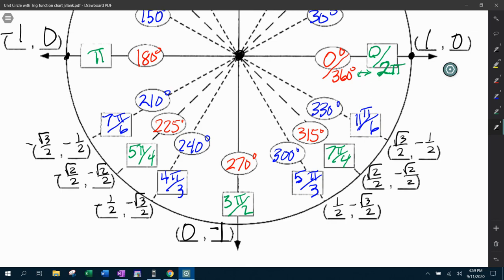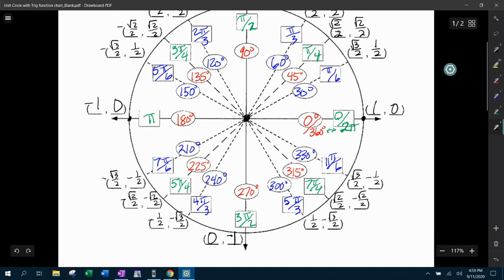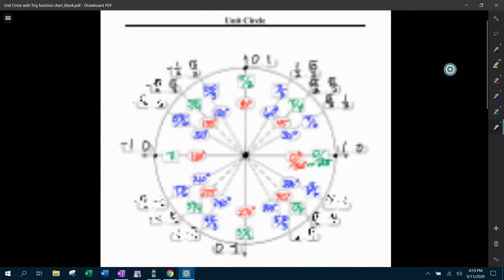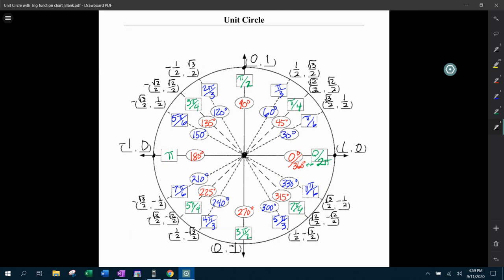And that's how you generate the ordered pairs in your unit circle all the way around.